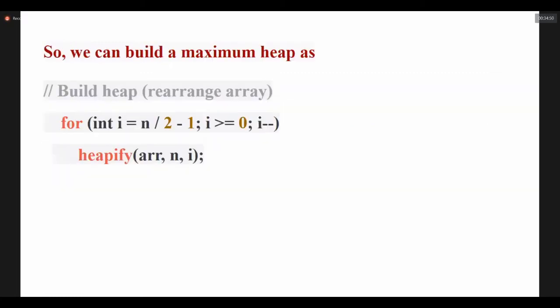Okay, the heapify process is started at n by 2 minus 1. The max heap process is started at n by 2 minus 1. So for int I equal to n by 2 minus 1, I greater than or equal to 0, I minus minus, heapify array n comma I.